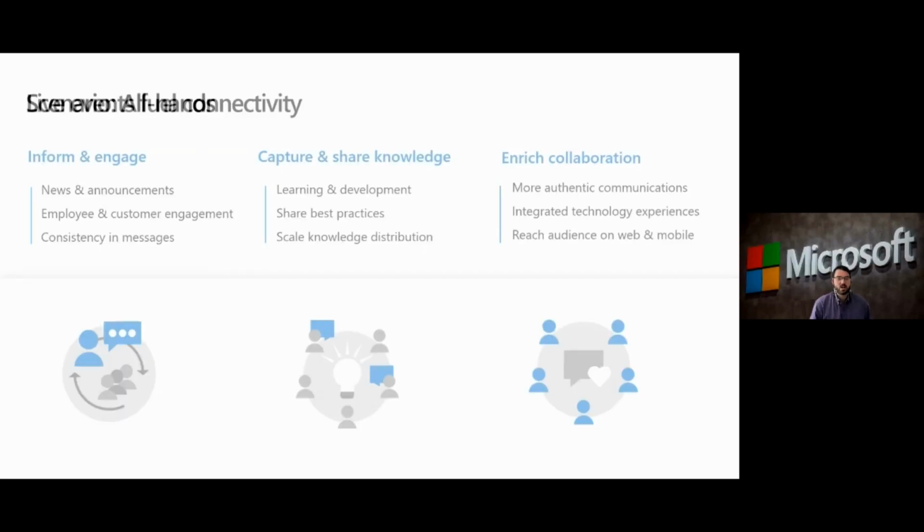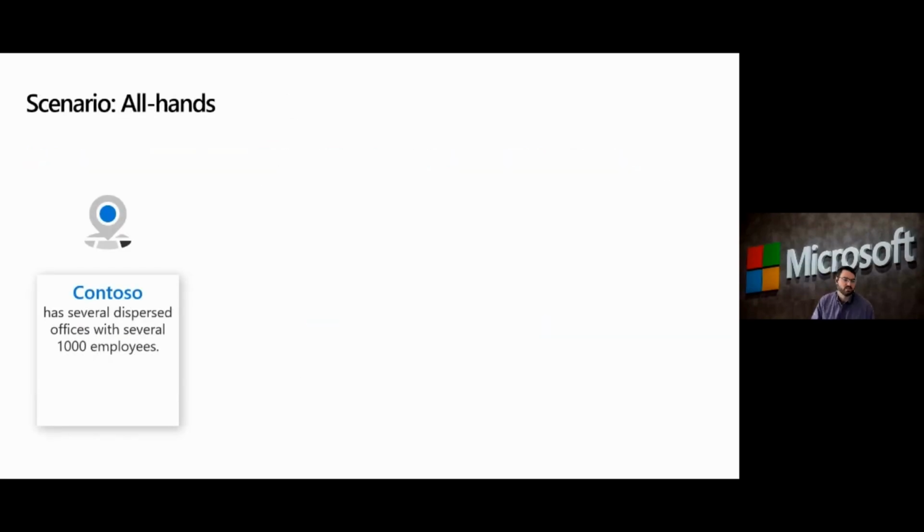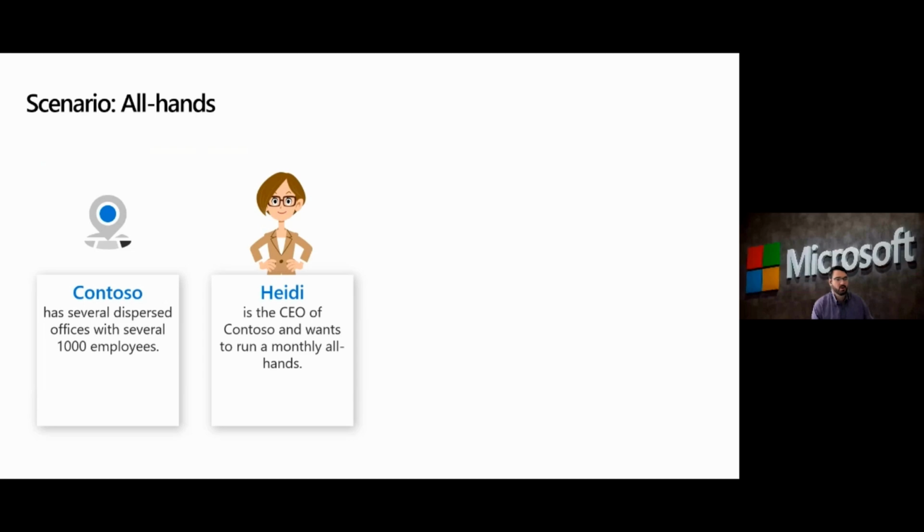So there's a couple of scenarios we talk about. One is the all hands. Like, Contoso has thousands of people. Now they're dispersed everywhere. They're all at home offices, or the majority are at home offices. That CEO wants to run an all hands and tell them what the update is.